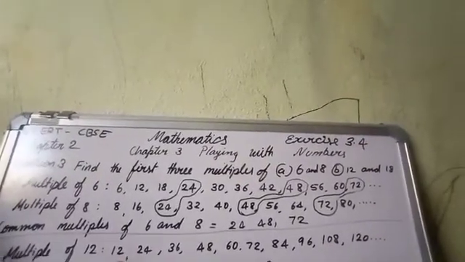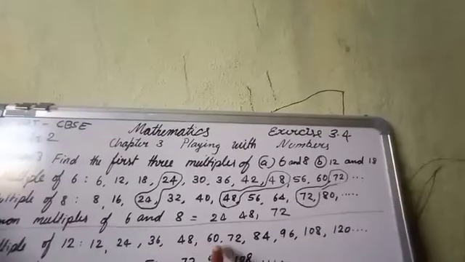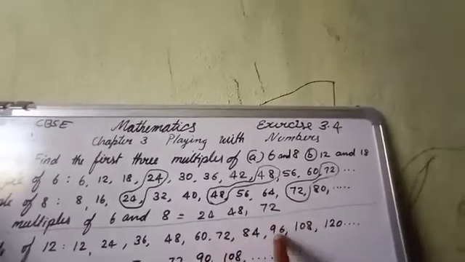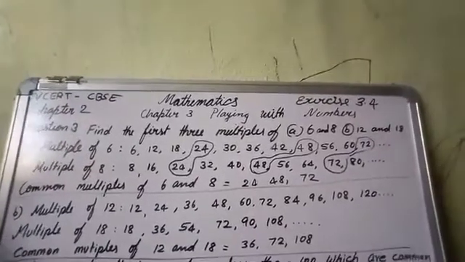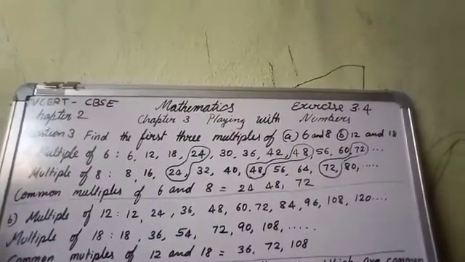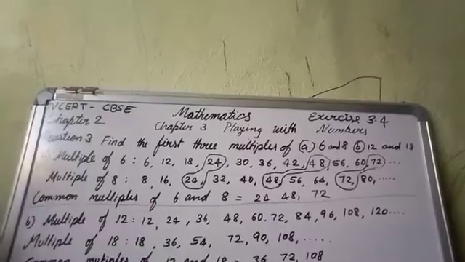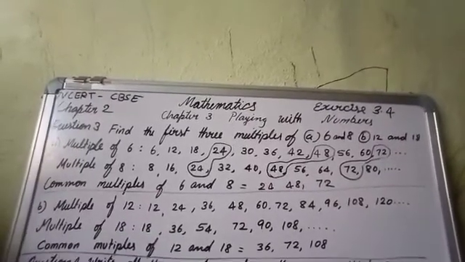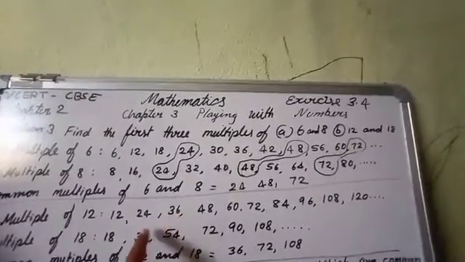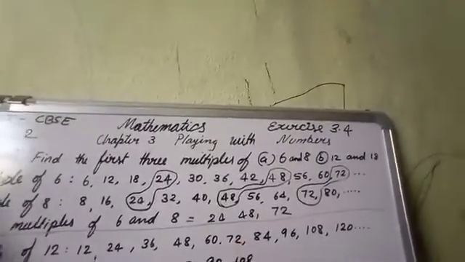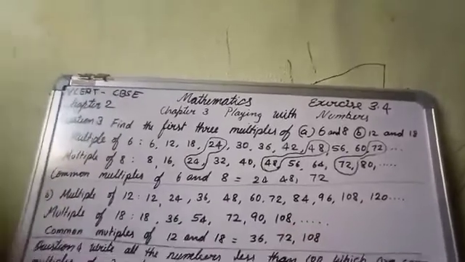Multiples of 12: 12, 24, 36, 48, 60, 72, 84, 96, 108, 120 and so on. Multiples of 18: 18, 36, 54, 72, 90, 108. Here we have to find the common ones. We can see 36, 72 and 108 are common.